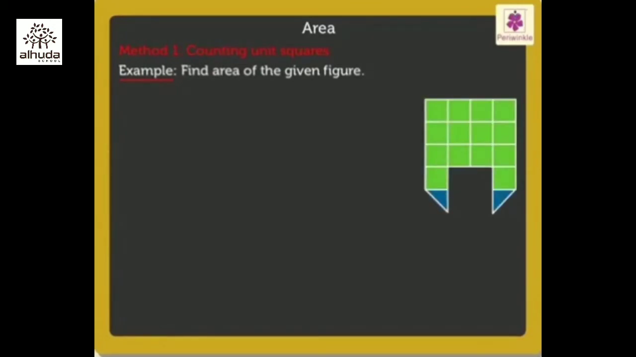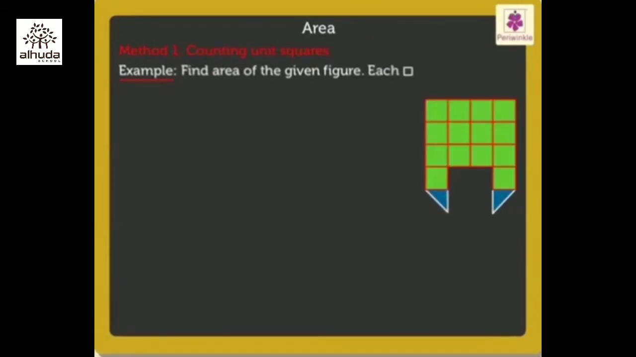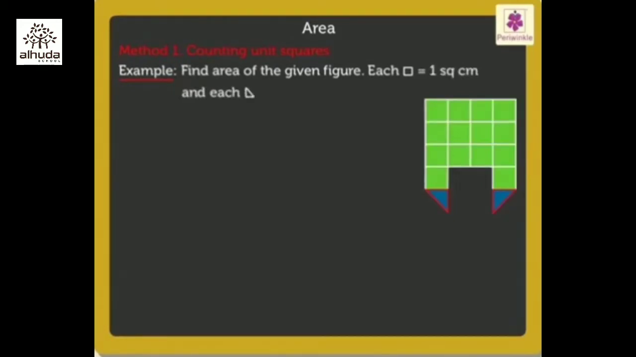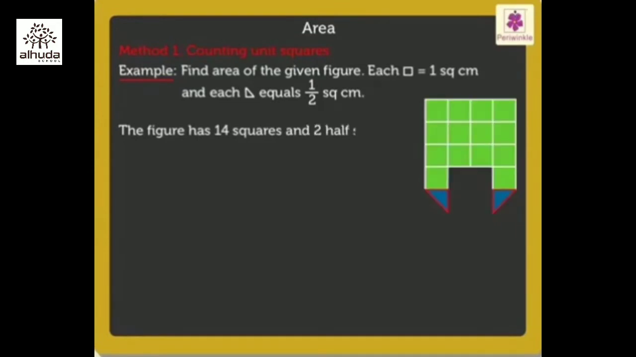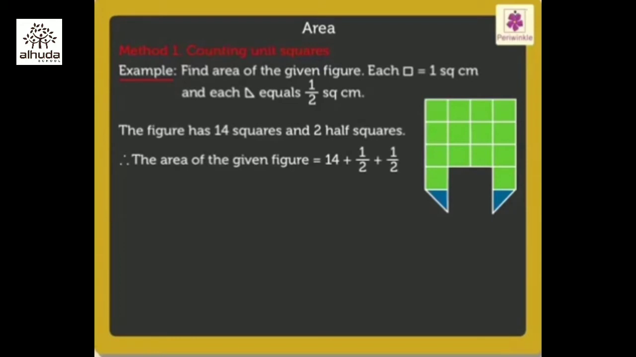Now, let's find the area of the given figure. Look at the figure. Here, each square equals 1 square centimeter and each half square equals half square centimeter. Thus, on counting, we get that the given figure has 14 squares and 2 half squares. Therefore, the area of this given figure is equal to 14 plus 1, which is 15 square centimeters.